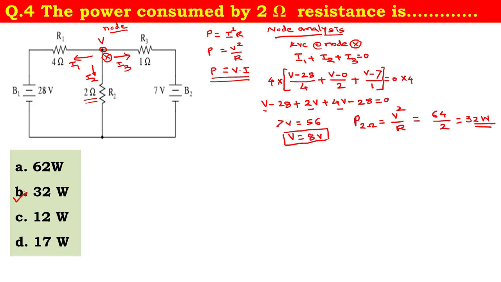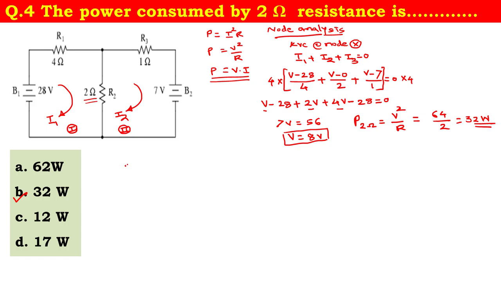Now, if somebody wants to use mesh analysis, that option is also available. Suppose this is your mesh 1 and here is mesh 2. Now I will assume the mesh currents or loop currents. Let I1 and I2 be the two loop currents. Now if I apply KVL, this current is say I1, and this is say I2.